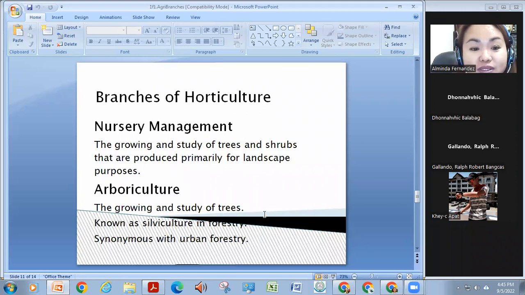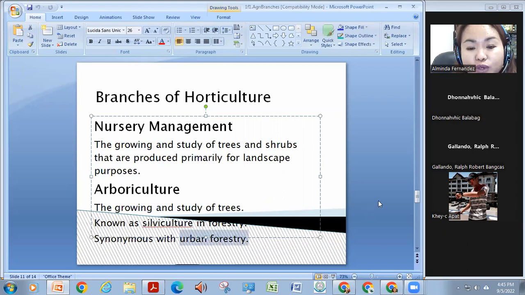And of course we have nursery management, the growing and study of trees and shrubs for landscape purposes, and arboriculture, the growing and study of trees, also known as silviculture or forestry. The term for forestry is silviculture. And also the same with urban forestry.